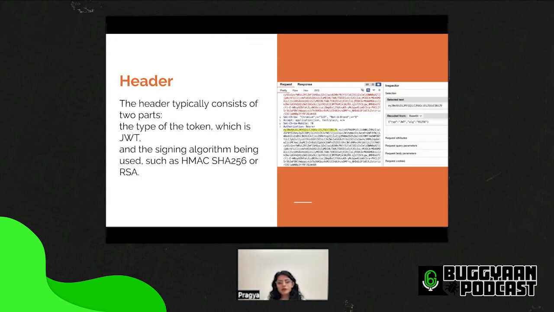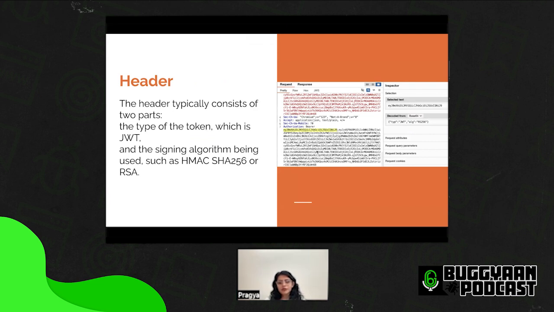This is my Burp window. I intercepted an application request, and I'll show you how it actually looks. This is the authorization bearer token, and this is actually a JWT. You'll see there are three parts to it. The first part ends at the first dot. That is the header.